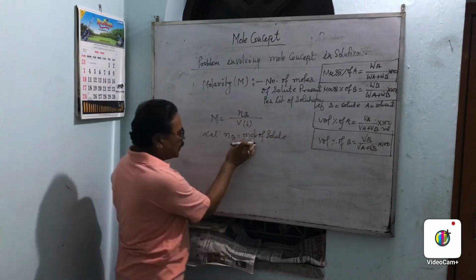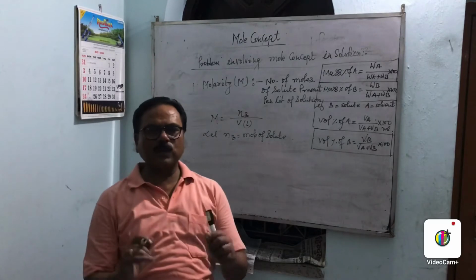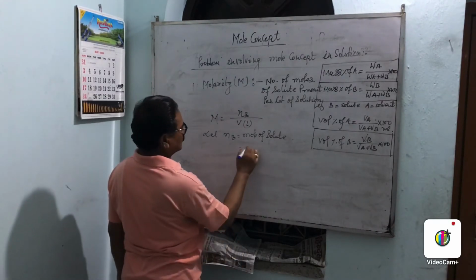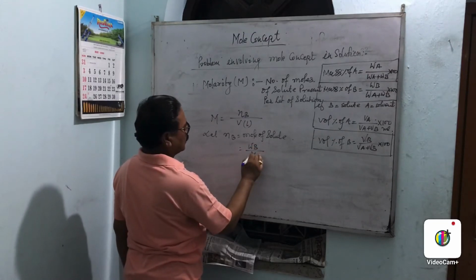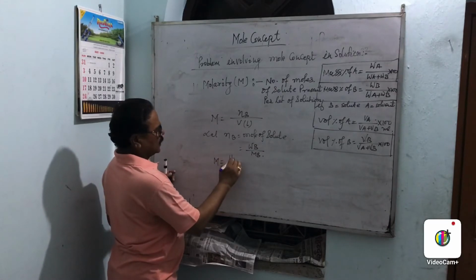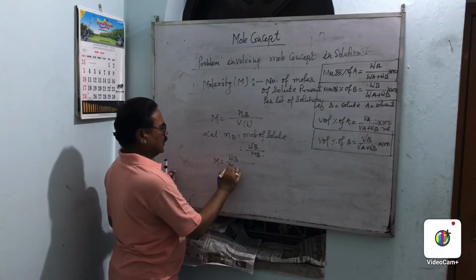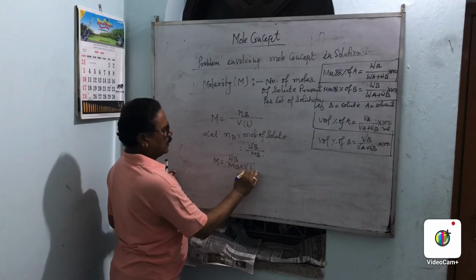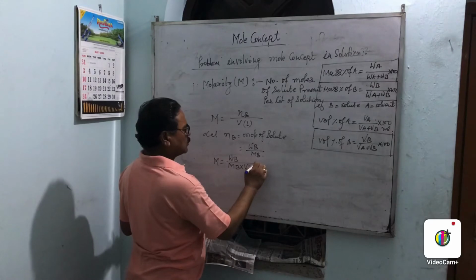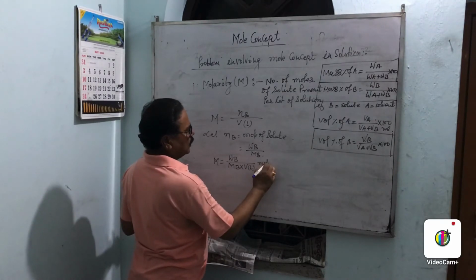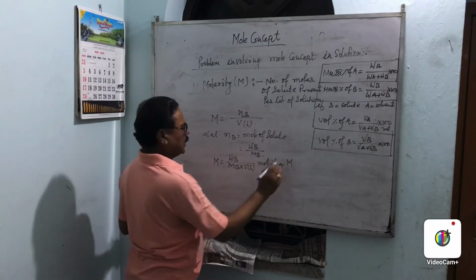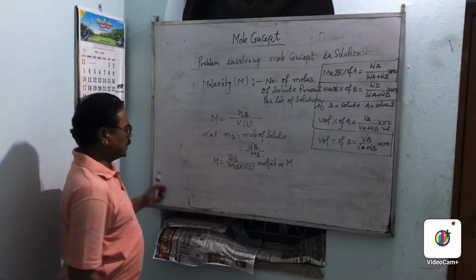So we know the concept of mole. How do we calculate the mole? That is given mass by molecular mass. So mole is equal to weight by molecular weight. So this is the mathematical expression for molarity, WB by MB, divided by V in liter. The unit is mole per liter, or capital M. We write here mole per liter or capital M.